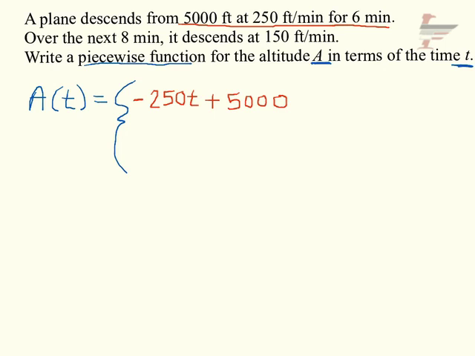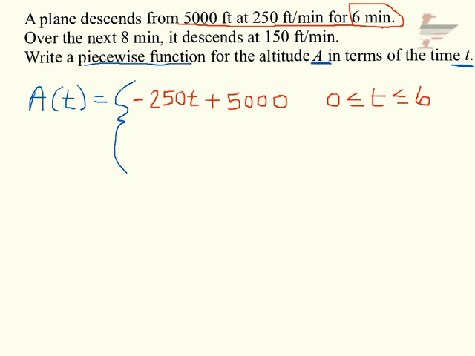Now the constraint is that this happens for 6 minutes, so that means time has to be less than or equal to 6. Now one error I see often is that people forget to say that t also has to be greater than or equal to 0, and I know that's an obvious situation, time can't be negative, but in math we have to write that obviousness that we think of.